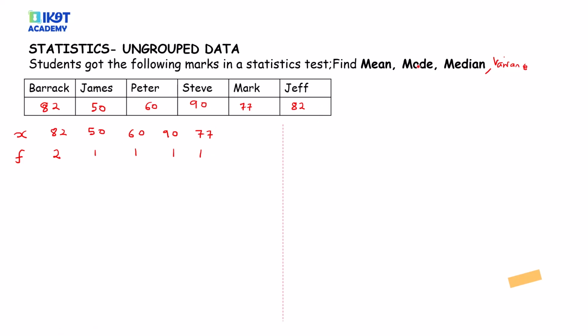So here you already see that we already know the mode. Why? Just look for the number with the highest frequency. In this case, 2 is the highest frequency, and the mark with the highest frequency is 82. Now let's go to finding the mean. Remember we said the mean is the sum of the items out of the total number of items.